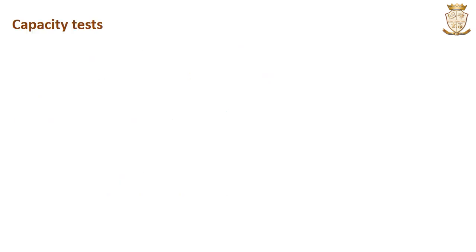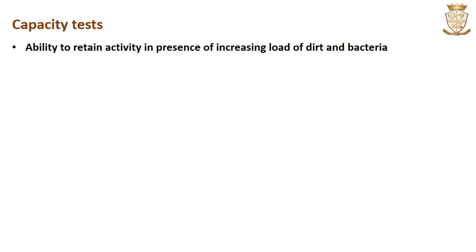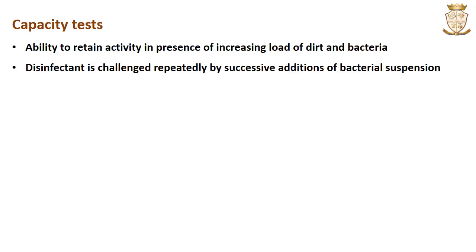Now, we will discuss the capacity test. The capacity of a disinfectant is the ability to retain antimicrobial activity even in the presence of an increasing load of dirt and bacteria. So, to test for the capacity of an antimicrobial agent, in a capacity test, the disinfectant is challenged repeatedly by successive additions of bacterial suspension.